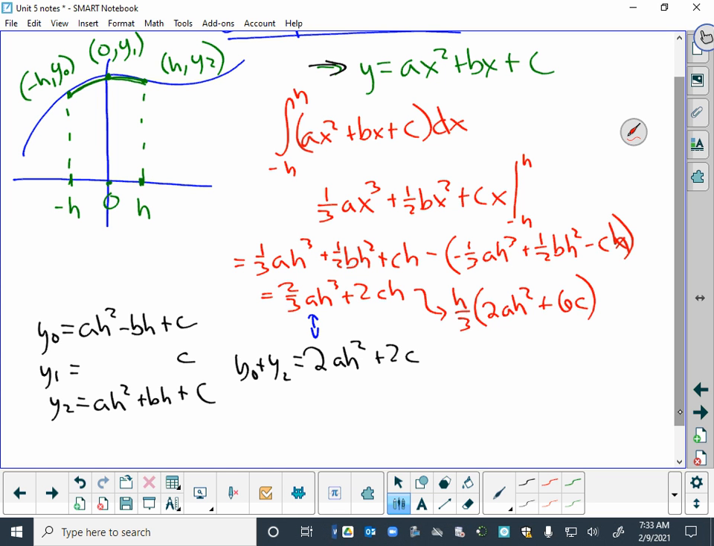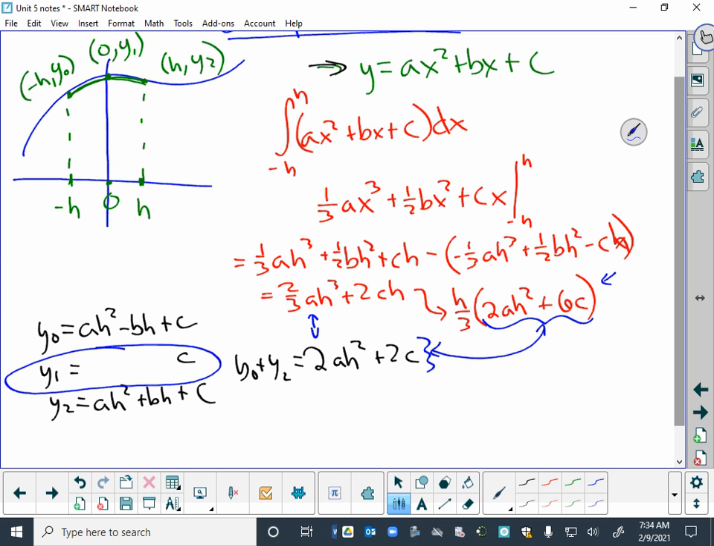Okay, so comparing this with this, we got the 2ah squared plus 2 c's. I'm missing 4 c's. If I could find 4 more c's, I would be able to make a substitution here. And remember that this is my answer that I'm looking for here. So, well, I've got this.